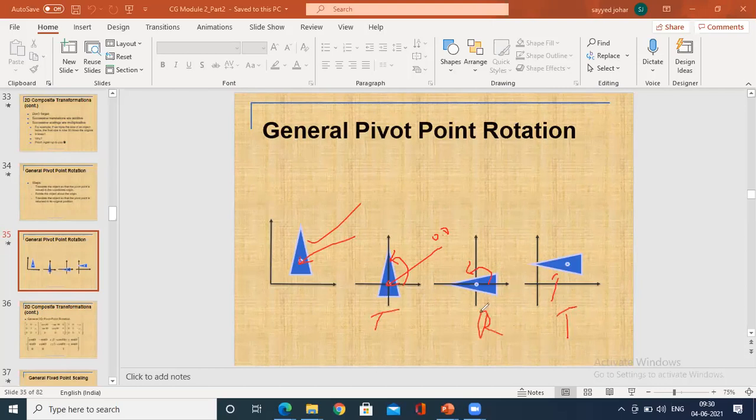Hence, using the homogeneous coordinate system, that is composite transformations, I can multiply translation, rotation, translation, right? Once you perform translation, rotation, translation, you are going to get a matrix. This is called a composite transformation, right? How do you do that? Let us see.